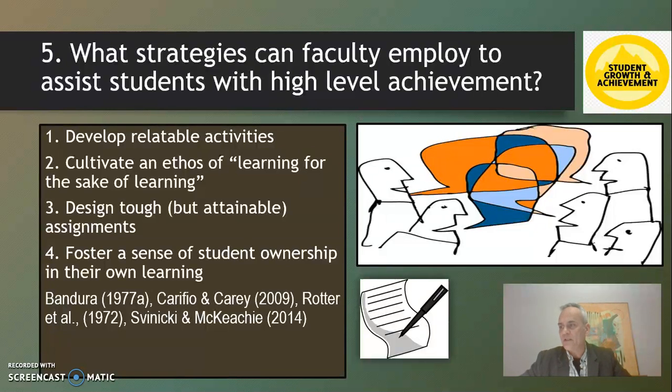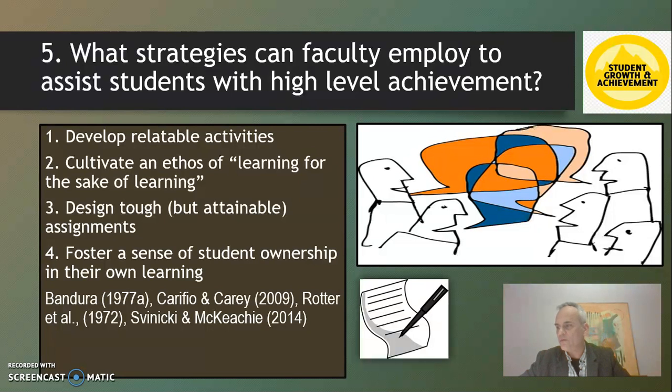Strategy number 1, develop relatable activities. Achievement motivation theory connotes this with a sense of what the student values. An individual's behavior results from the personal perceptions of the value one attaches to a particular outcome and the individual's subjective expectations of attaining that outcome. That's from Carifio and Carey. We can address this need when we focus on meaningful activities that students can see are related to their own future. This helps them focus on becoming skillful rather than on simply earning a grade. That's from Sfineke and McKeechee.